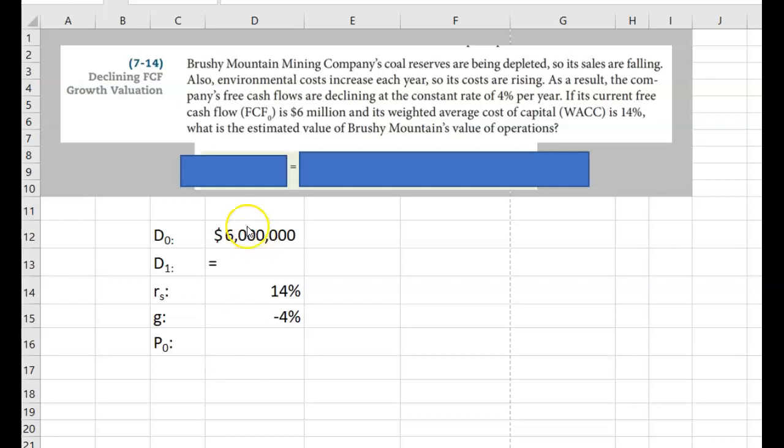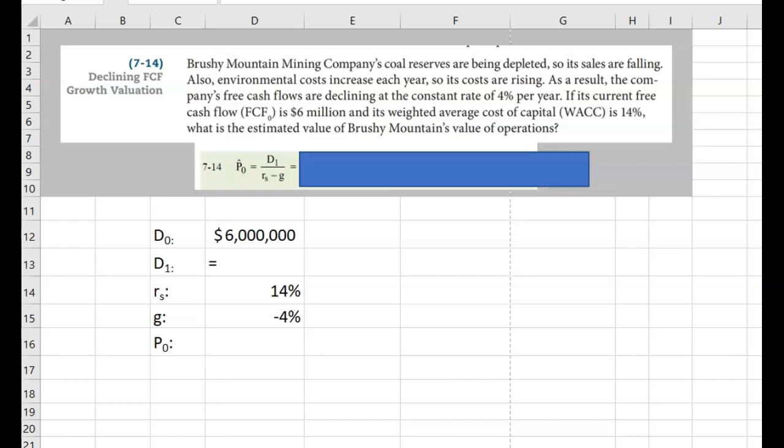All right, so the formula we want to use here is this one. Let me just move this out of the way. And we're going to solve for the current value of its operations. And this is certainly a growth valuation problem, though we have a negative growth in this instance. And we're going to use P hat sub 0 is where we're going to put our final answer.